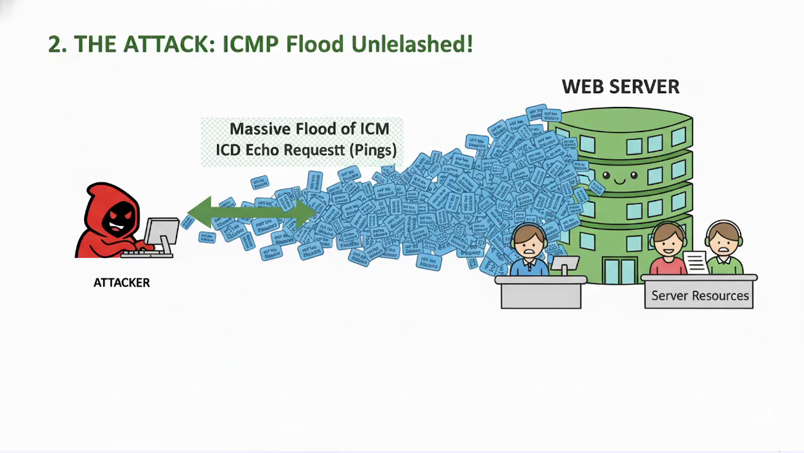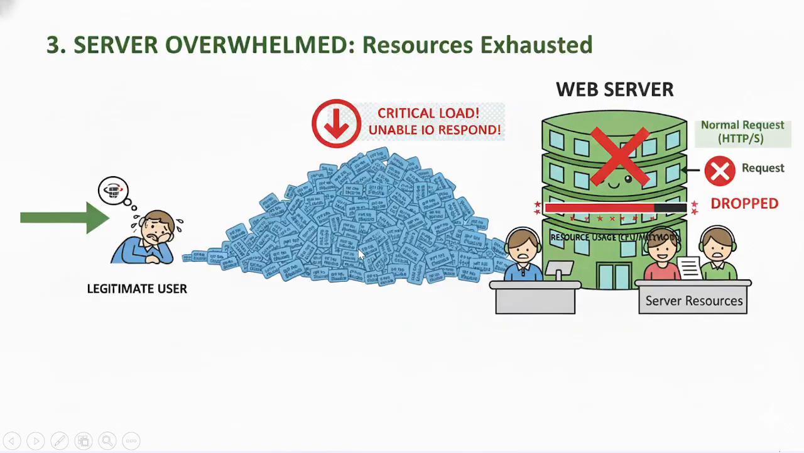So the server becomes unresponsive, denying service to legitimate users. This is the essence of an ICMP flood. Now let's see step 3. In this step, the server gets overwhelmed and all the server resources are exhausted. Here we are showing the devastating effect of the attack we just discussed.